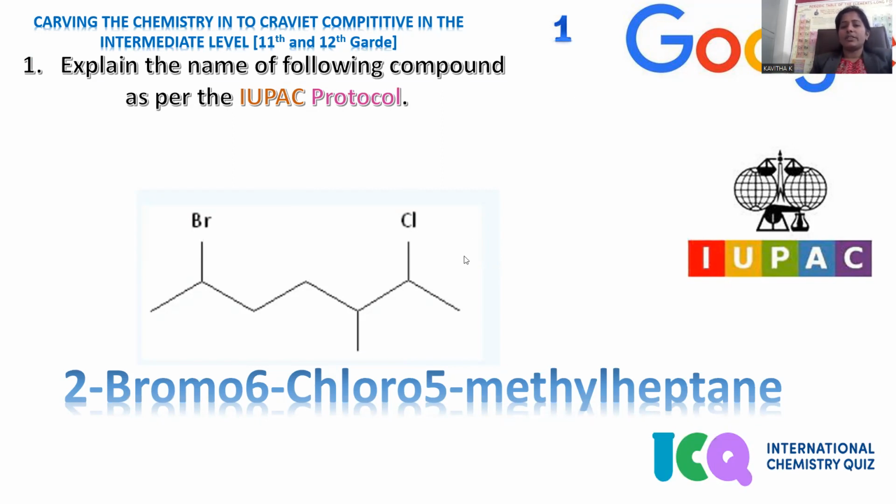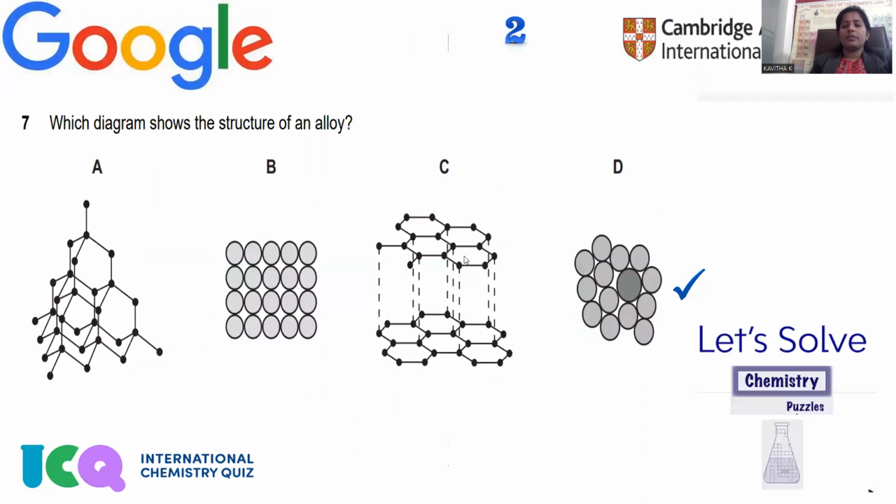This is regarding question number 1. Move on to question number 2. Question number 2 is collected from Cambridge Assessment International Education: which diagram shows the structure of an alloy? Here these many compounds are there, we need to go for the alloy. We have to distinguish the alloy among all 4 options. The correct answer will be option D.